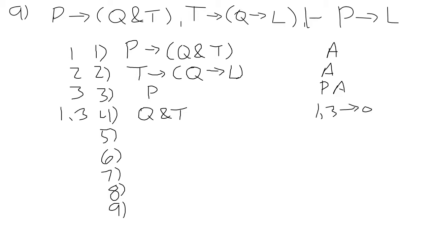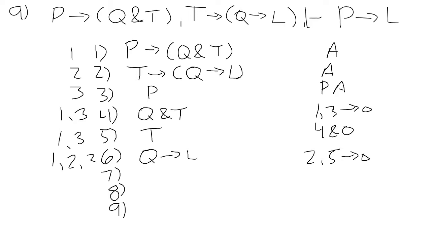1 and 3. Then we're going to separate our T out from 4 to get our antecedent to our second conditional statement. So from 2 and 5, we can get Q arrow L. So it's going to be 2 and 5, arrow out. 1, 2, and 3.